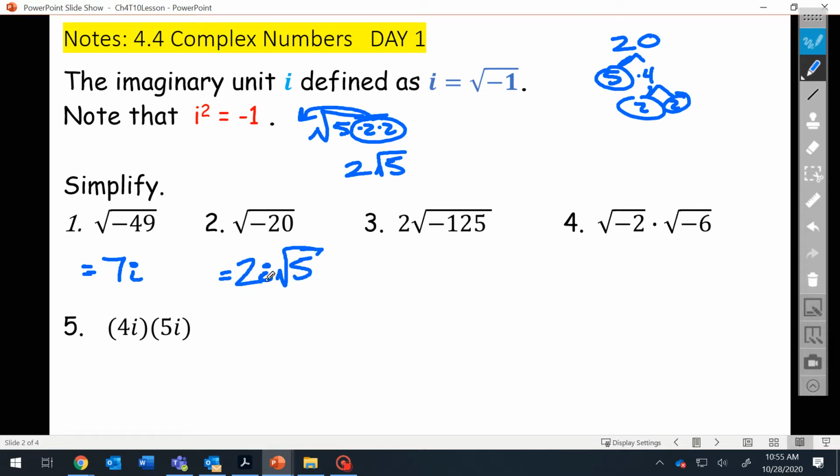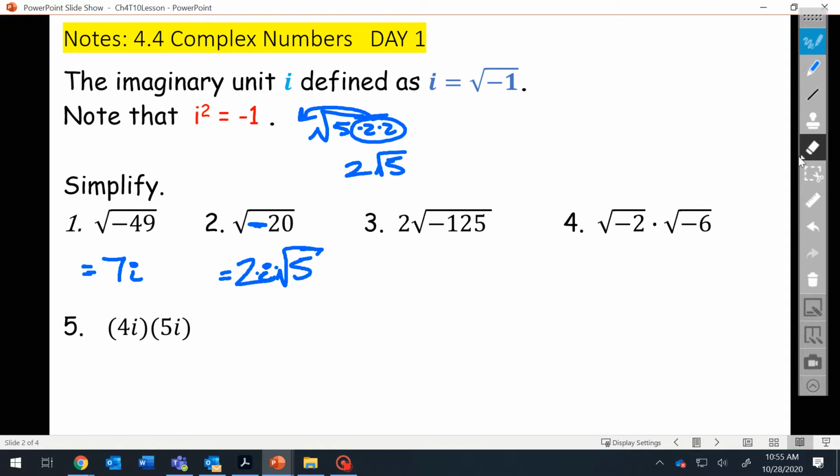And the I will go after the whole number, but before the radical. So it goes after the whole number, before the radical. So this is 2i square root 5. It's just 2 square root 5 with the I to make up for the negative.